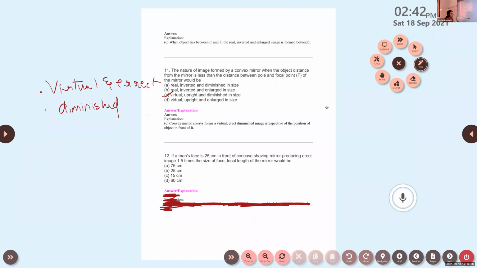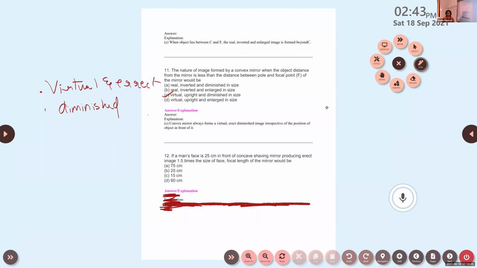Here you have the explanation. Convex mirror always forms a virtual, erect, diminished image irrespective of the position of the object in front of it. Only two cases are possible. We can either place the object at infinity or between infinity and the pole. In the two cases, we get the same observation. The image formed will be virtual and erect, and it is diminished in nature.